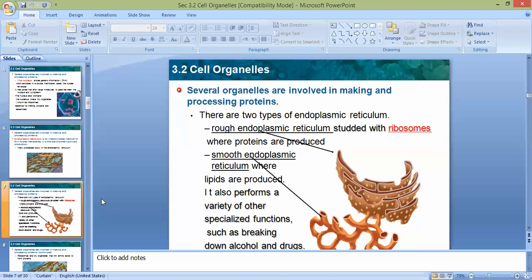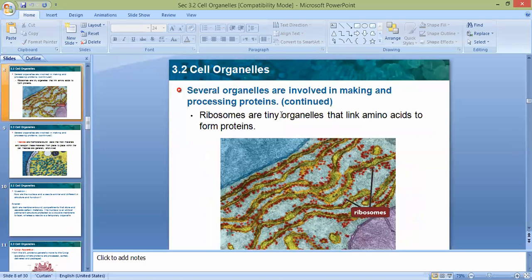All right. The ribosomes are tiny organelles that link amino acids to form proteins. This is very important.